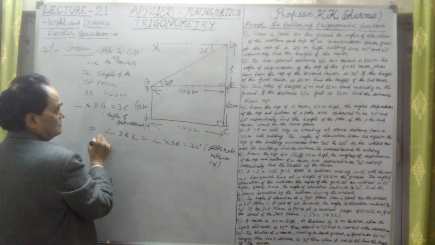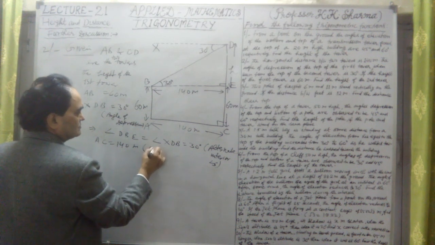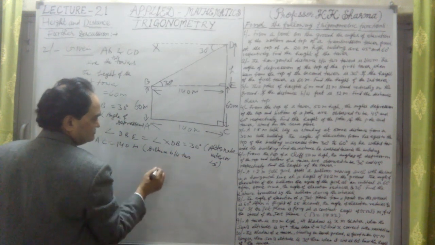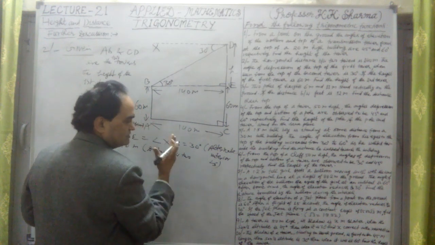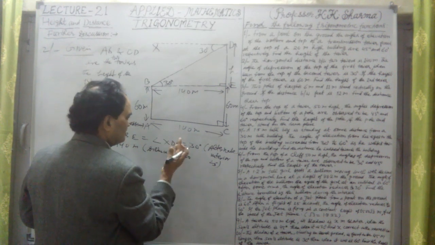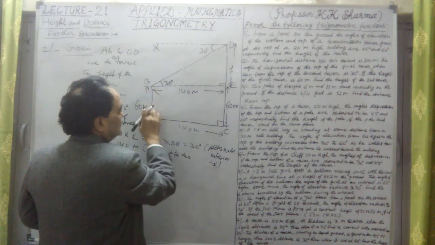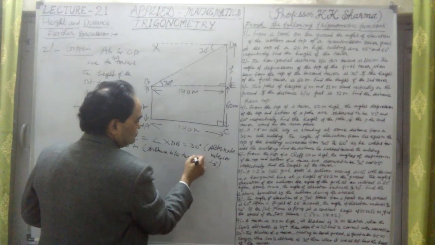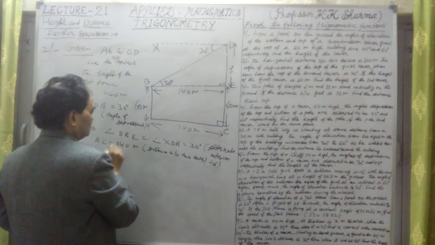Now AC is equal to 140 meter. Distance between two towers. Distance in the foot of the two towers, or distance in the two towers, because towers are vertical. They are standing vertically, so that means we can tell between the feet of the towers. Distance between the two towers is 140 meter, given to us.